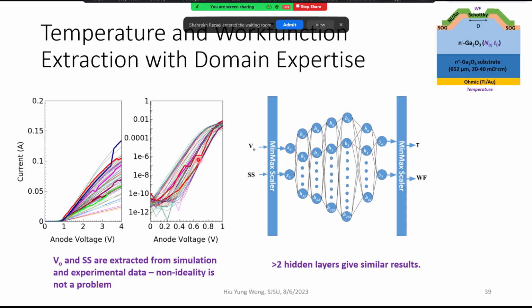Because if it is shifted, the shift amount depends on the work function. Another is to measure the slope of this curve, because I know that the slope depends on the temperature. So as a domain expert, I'm going to extract V0, the location of this curve, and also the slope of this curve, and then put them into the neural network and let it predict the temperature and work function. Again, I train it with the simulation data and use it to predict this noisy experimental data.